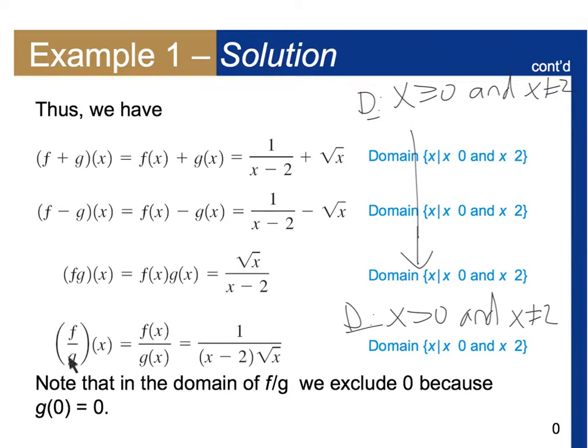For f over g of x, we have to make one extra stipulation. x can't be 0 because that gives us a 0 in the denominator here. So our domain for the last one is x is greater than 0 and x is not equal to 2. So we don't have the equal to there, but for these three you do.